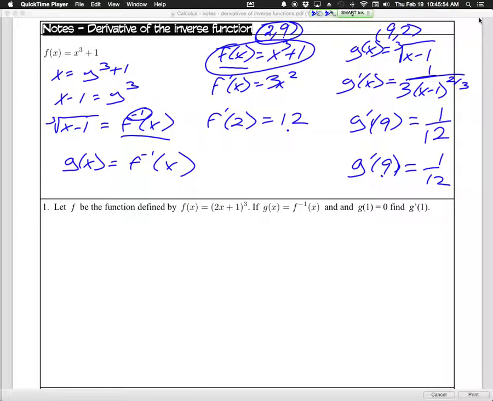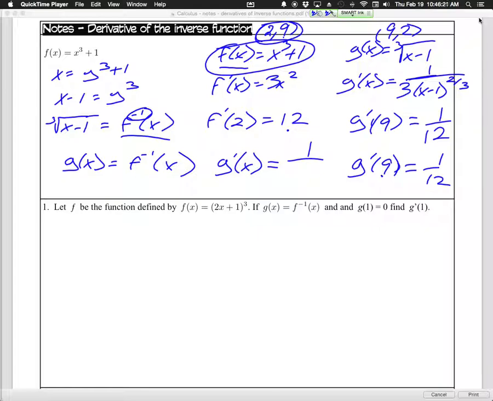Now, there is a way to represent this as a formula. So let's see if we can come up with that. So we're going to have 1 on the top. Now, how do we end up getting 12 on the bottom? What do we do to get 12? F prime. First thing, what's the first thing we had to find? x. We had to find x.